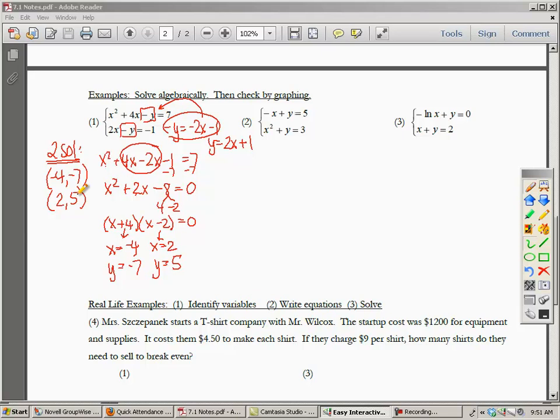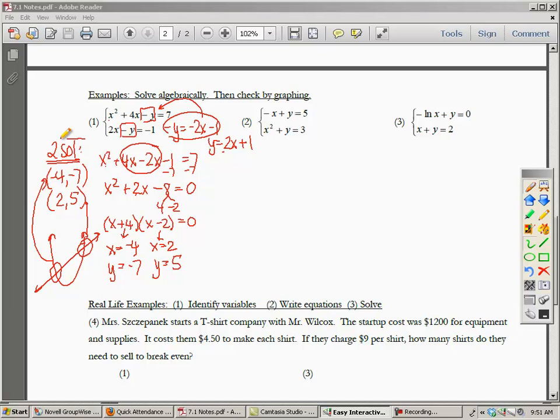This first equation is a parabola, and because x squared is positive, it opens up. The second equation is a line with a positive slope, and so it's going to go through my parabola at 2 points, and the 2 points are what we've shown above. So when you look at it graphically, they want you to check by graphing, you should be able to see those 2 points as points of intersection.